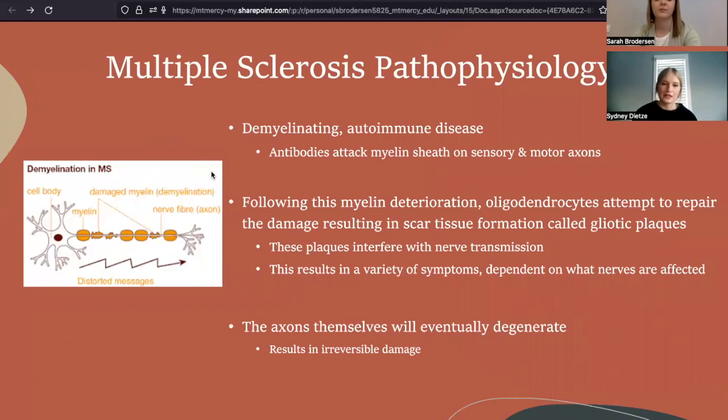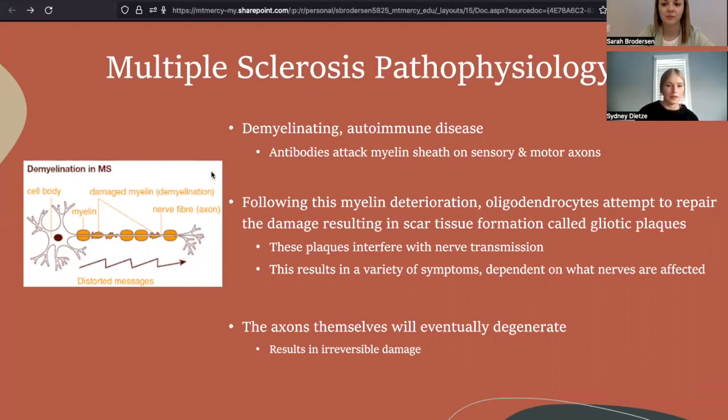Okay, so pathophysiology. MS is a demyelinating autoimmune disease. The immune system is attacking the healthy tissue in the CNS, attacking the myelin sheath on sensory and motor axons. Following this myelin deterioration, oligodendrocytes attempt to repair the damage, and this results in scar tissue formation. These plaques interfere with nerve transmission, and this results in a variety of symptoms dependent on what nerves are affected.